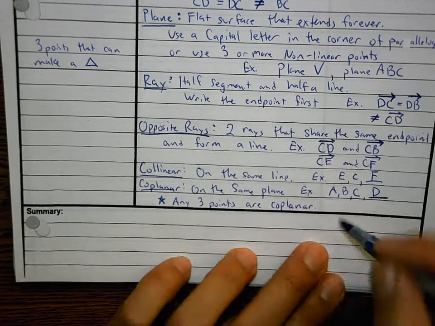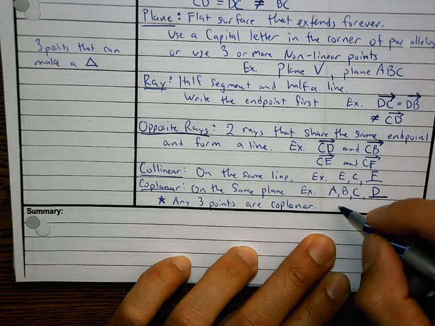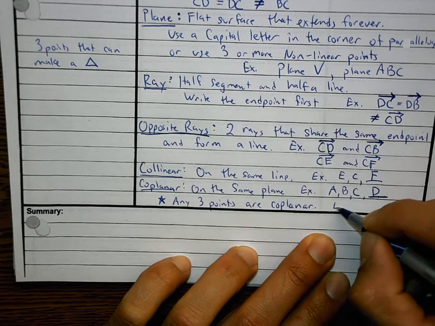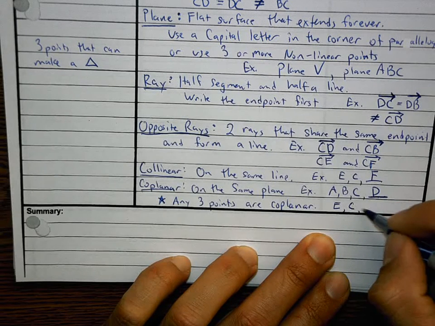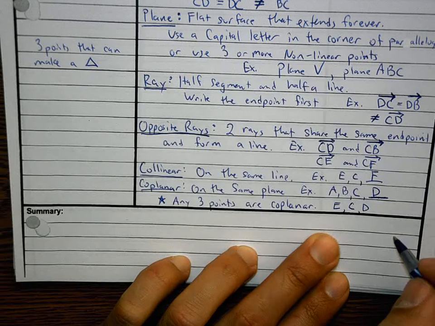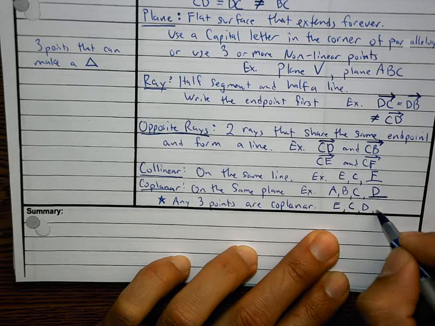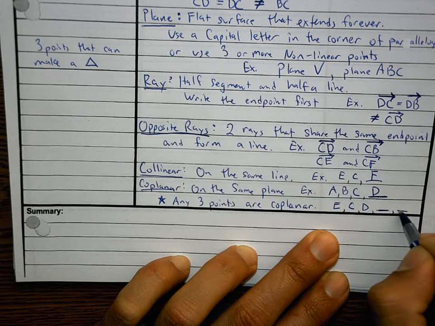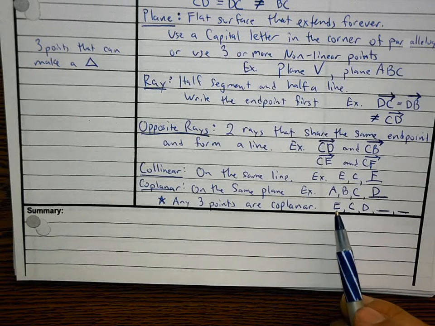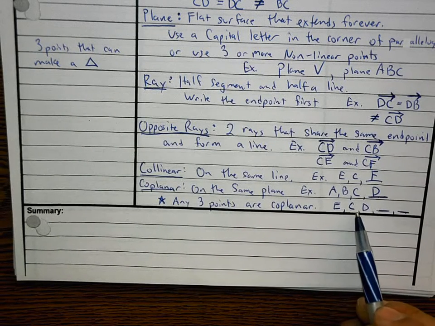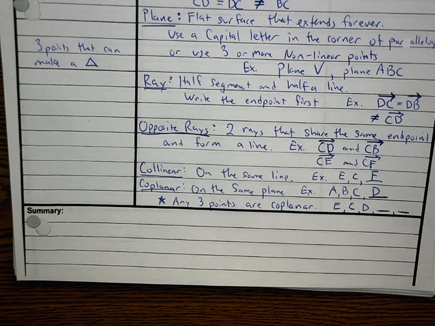Here's my example. E, C, D are coplanar. And there's 2 possible answers here. Okay? Point E, point C, and point D are coplanar with. There's 2 possible answers you could put. Look at your picture and see if you and your partner can figure out what are coplanar with E, C, and D.